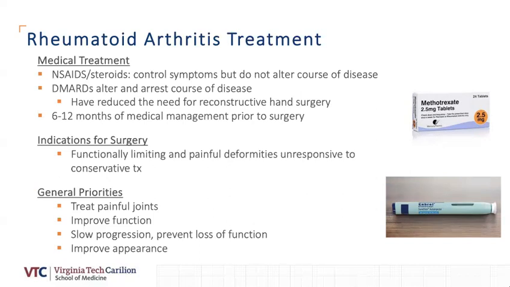And it's important to just remember that before you do any surgery on rheumatoid patients, you should make sure that they've had at least 6 to 12 months of medical management first. And so you can consider doing surgery for these patients when they're having functional, debilitating, and painful deformities that are unresponsive to conservative treatment. And kind of the general principles here are that we are treating the painful joints. We want to improve function, slow progression, prevent loss of function, and improve appearance.